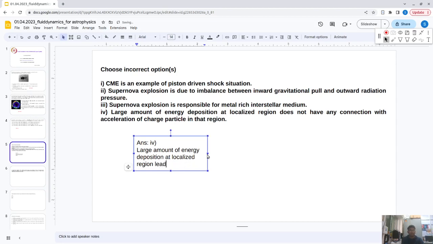Leads to shock formation, which in turn accelerates charged particles. Okay.